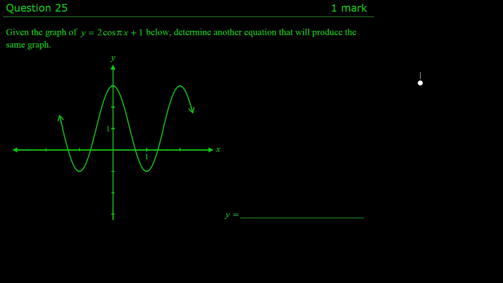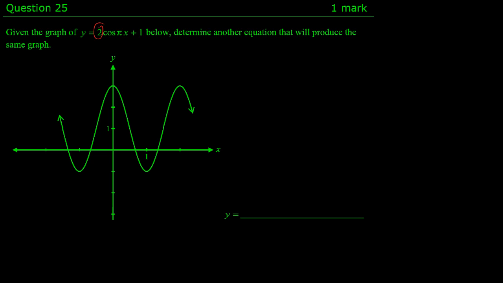Question 25. Given the graph of y equals 2 cosine of pi x plus 1, determine another equation that will produce the same graph. So when we have another equation producing the same graph, there's a few things that never change. For starters, the amplitude's not going to change.